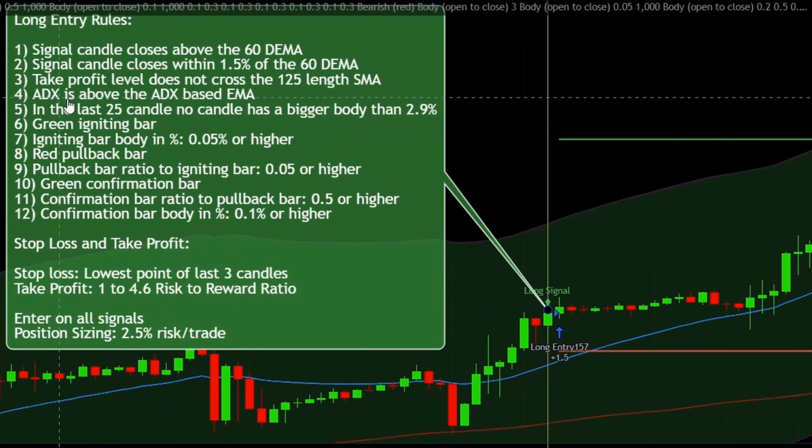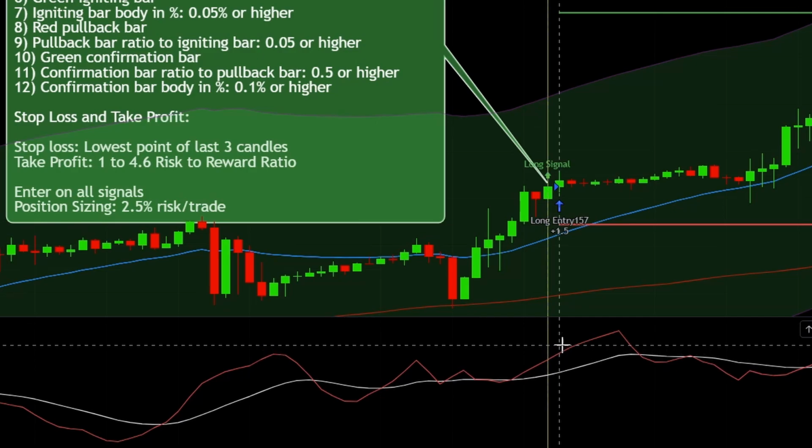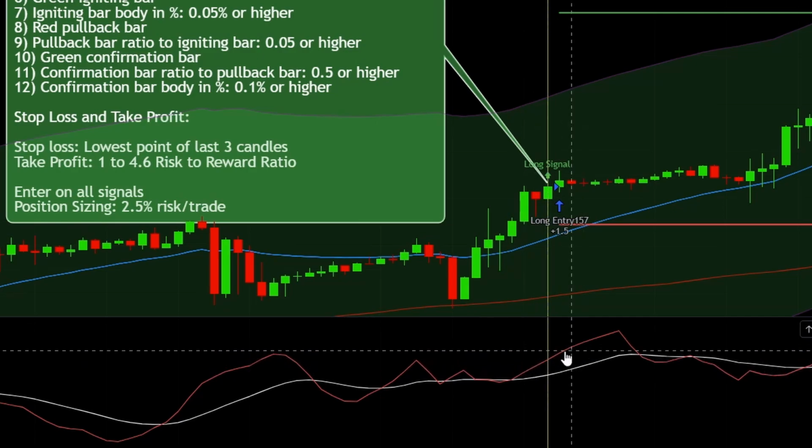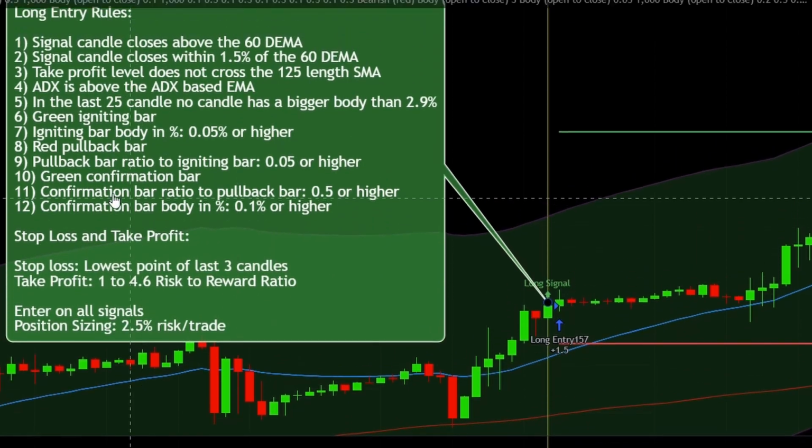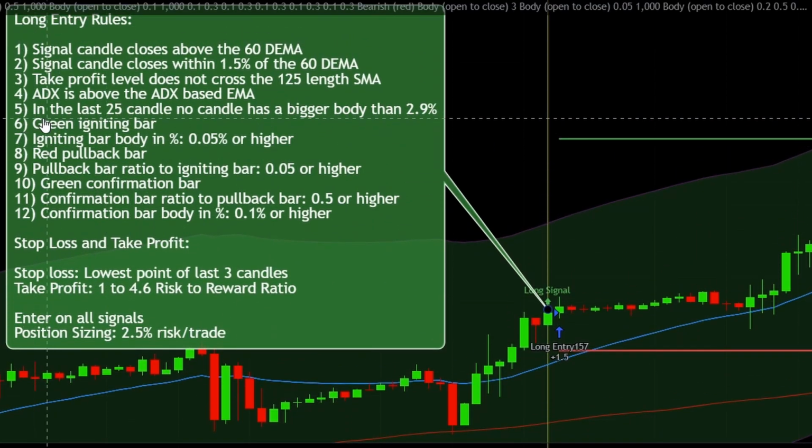Next, the ADX needs to be above the ADX based EMA. And here on the bottom, on the signal candle, the ADX, which is the red line, is well above the ADX based EMA, which is the white line. Moving on to the fifth rule. In the last 25 candles, no candle has a bigger body than 2.9%.